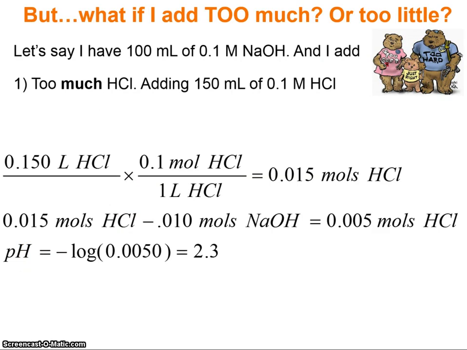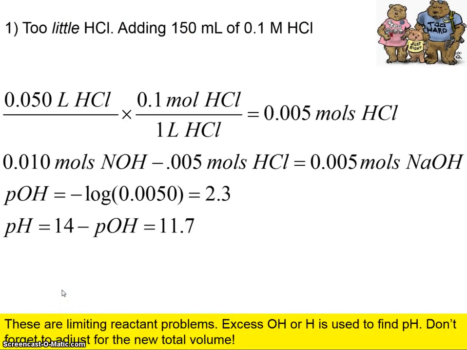What if I've got 100 milliliters of 0.1 molar NaOH and I add too much HCl? So adding in 150 milliliters of 0.1 molar HCl. So you've got 0.15 liters of HCl times 0.1 mole per liter, which is 0.015 moles of HCl. And then I just do a difference here. So 0.015 moles of HCl minus 0.01 moles of sodium hydroxide leaves me with 0.005 moles of HCl left over. Right? My pH, I've got to convert this into molarity, is going to be 2.3. And these are just limiting reactant problems.